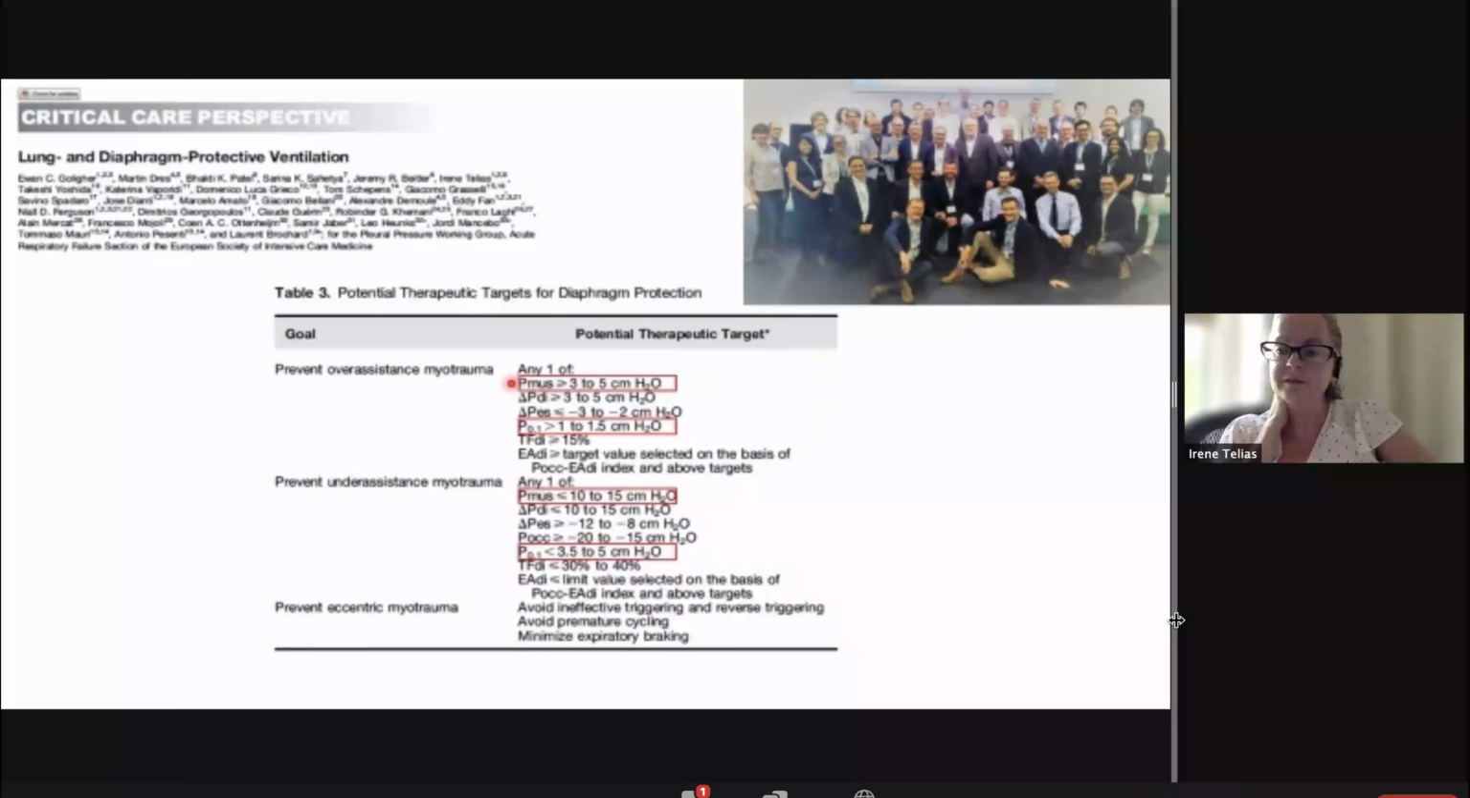So one is the reference technique to measure inspiratory effort, so the muscular pressure using esophageal catheter. I will show you in a minute. So if we want to avoid disuse atrophy, we have to have at least 3 to 5 centimeters of water inspiratory effort. For P0.1, we will discuss, but more than 1 to 1.5 centimeters of water. And then to prevent excessive effort, it should be less than 10-15 for muscular pressure, and then 3.5 to 5 centimeters of water for P0.1.